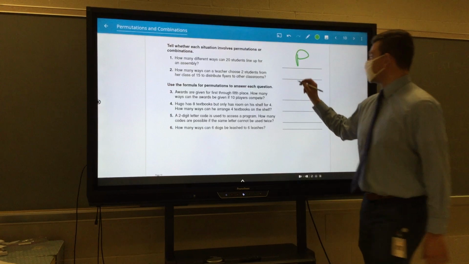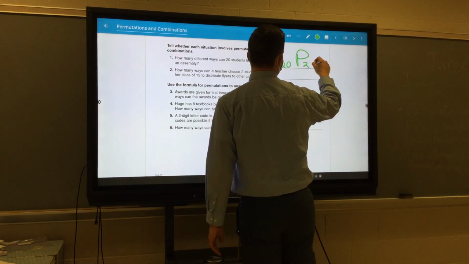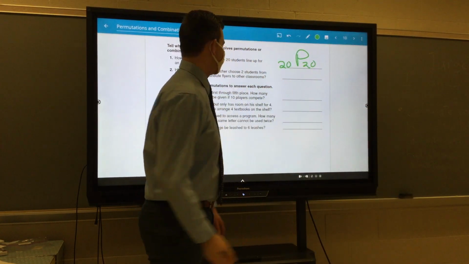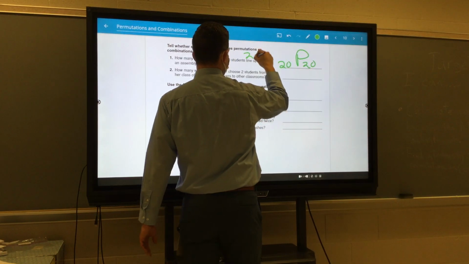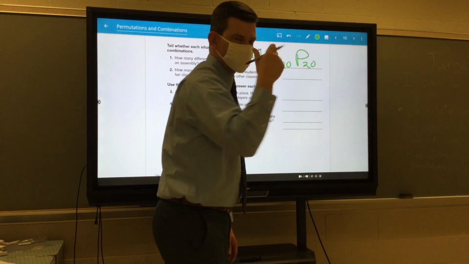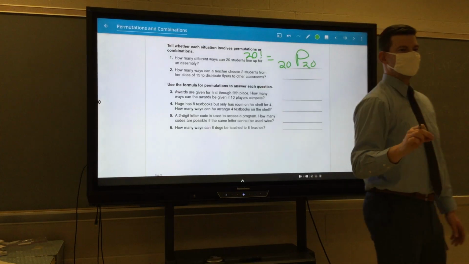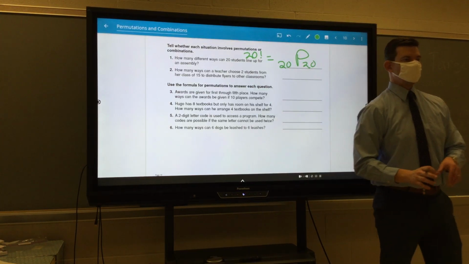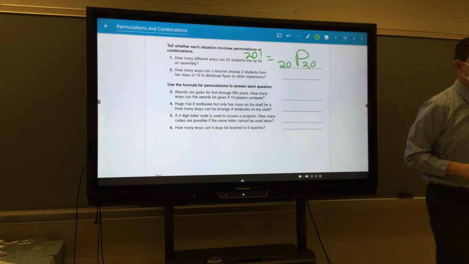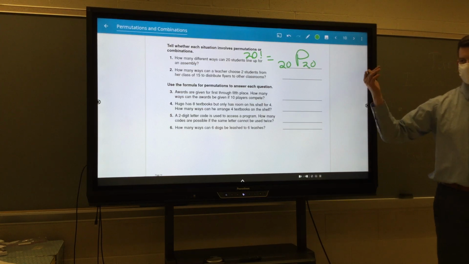In fact, it's a permutation of 20 students and you're selecting all 20. In other words, 20 factorial. 20 options for that first student. You've assigned that student, and then you have 19 options for your next student. And then 18, and then 17, all the way down.